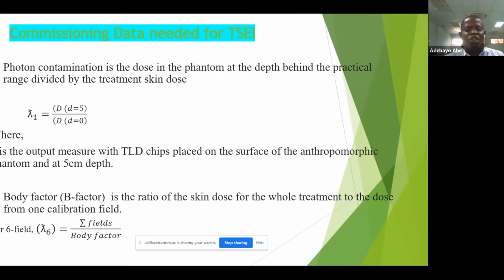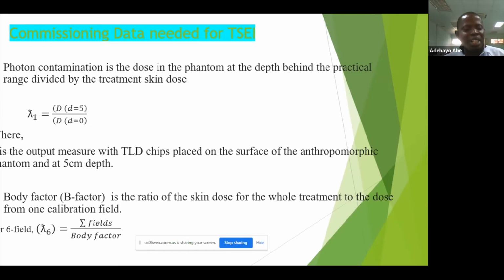Then the body factor is another factor, because in all directions and positions the patient is standing in, like the Stanford position, it is designed that the patient should stand in 6 different positions. At the end of the day, you want to get the actual dose, because there may be scatter from the oblique side, either from the right or from the left, but you are getting the actual dose as prescribed, if it is 2 gray or 1 gray.